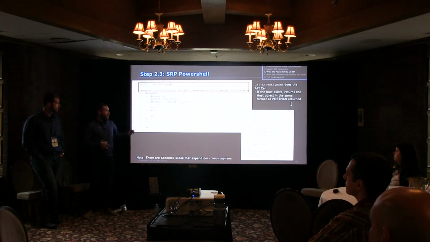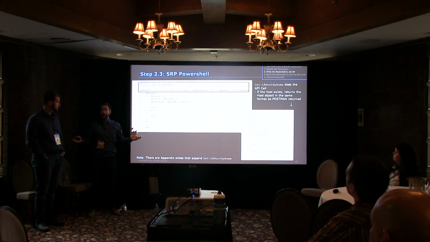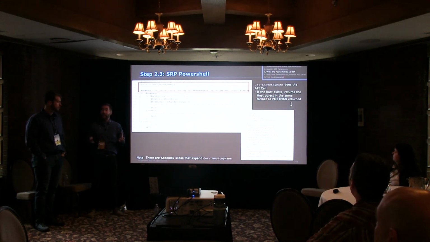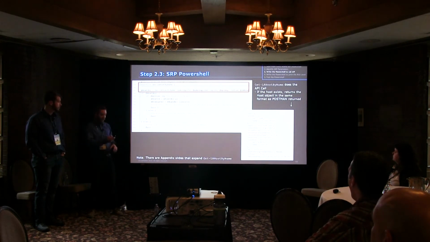So the first part of this PowerShell is what goes out to the API and gets the result. It uses the PowerShell invoke REST method, and I've actually collapsed that here. It's in the appendix if you want to go into more detail. Suffice to say, what we're getting out of this function is either empty, if that host didn't exist, or it's going to be that same JSON blob that we got out of the Postman. And so usually I just keep Postman open so I can refer back and forth.